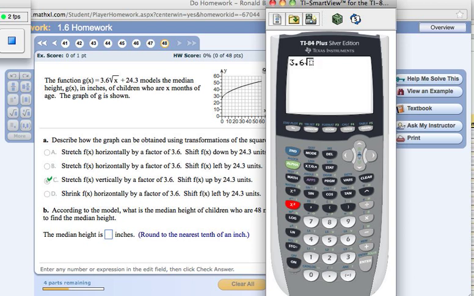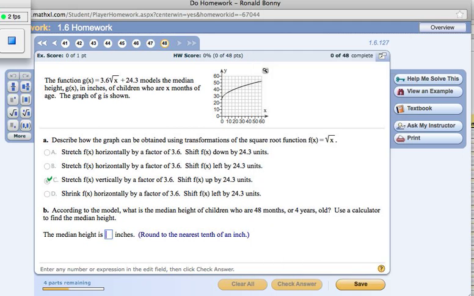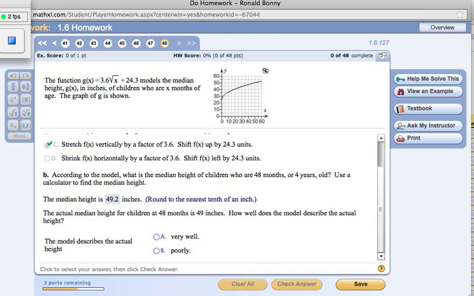You may get a parentheses. If you do get a parentheses, make sure that when you type in this 48, you close that parentheses. I'm simply going to move out of mine, and I'm going to type plus 24.3, press enter, and it gives us 49.24153 and so on. However, it said round to the nearest tenth of an inch, so in order to do that, I would just knock off every number after the 2, round down to 49.2, and let's see if that is correct. So 49.2, excellent.